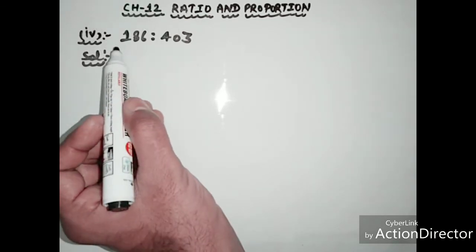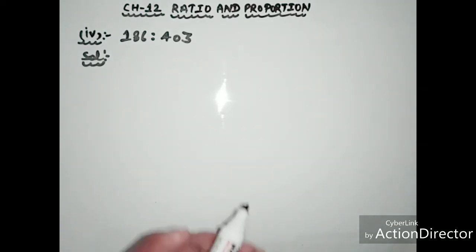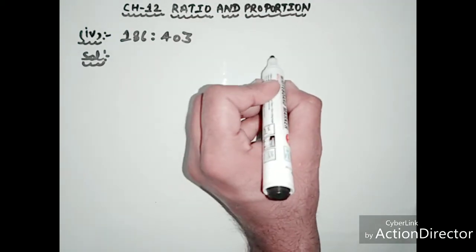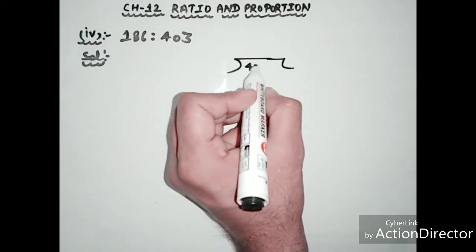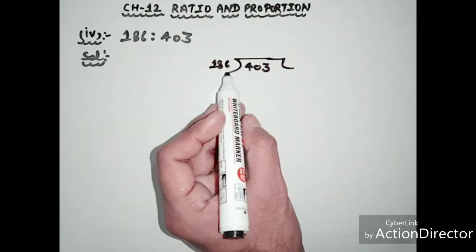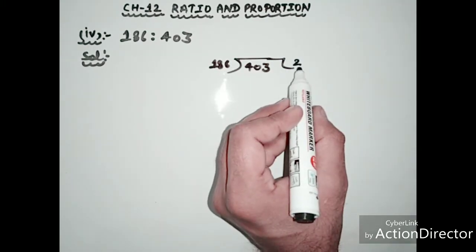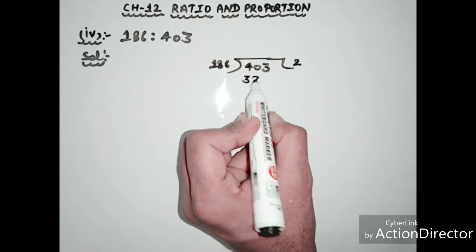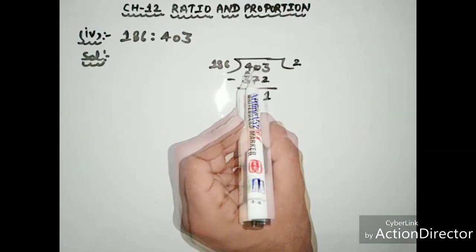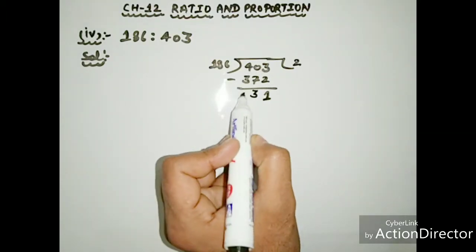Now the fourth example, 186 ratio 403. So here first we find the HCF of 186 and 403. So here we divide 403 by 186. 186 divides 403 in 2 times. 186 multiplied by 2, we get 372. 3 minus 2, 1. 10 minus 7, 3. And 3 minus 3, 0.